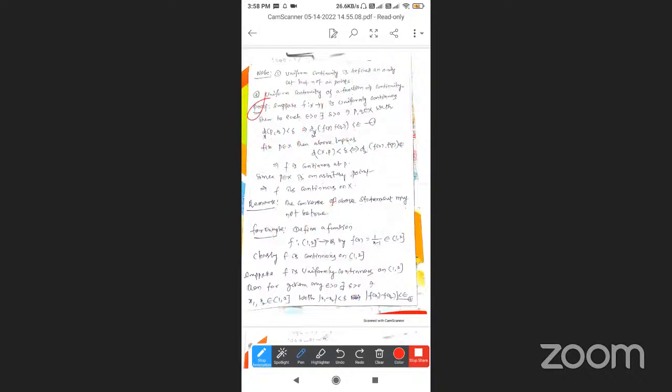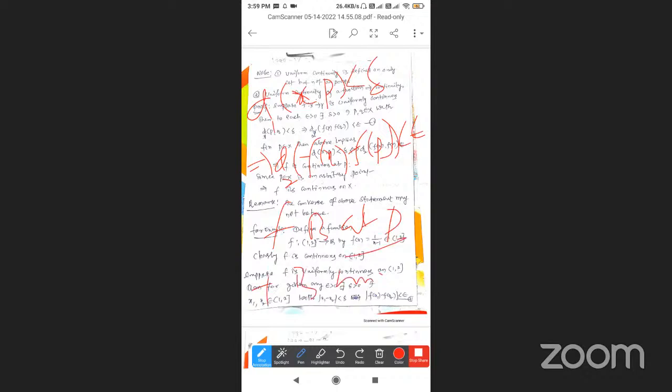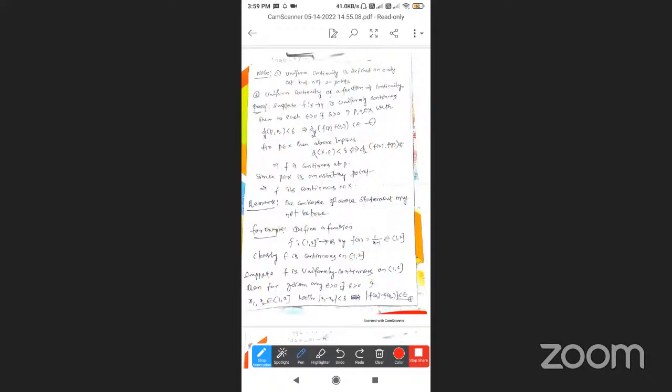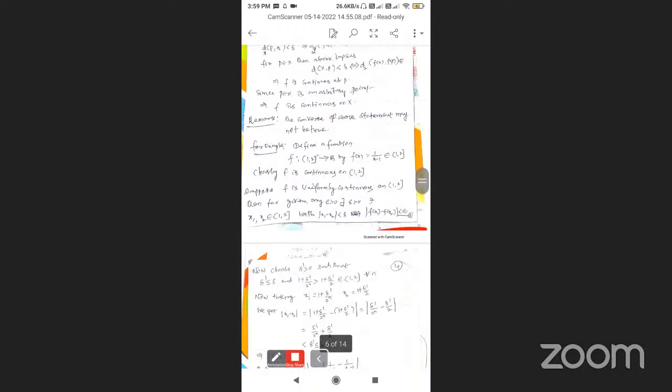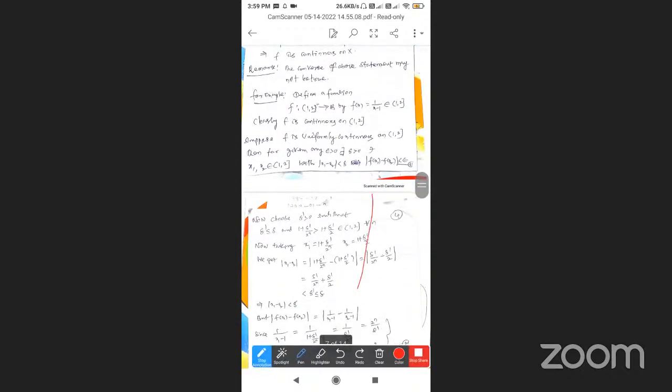By the definition of continuity, d1 of x comma p less than delta implies d2 of f of x comma f of p is less than epsilon, then f is continuous at p. Since p is an arbitrary point, f is continuous on X. Remember, the converse is not true. The converse of the theorem is not true, and this is an example showing the above statement may not hold in reverse.